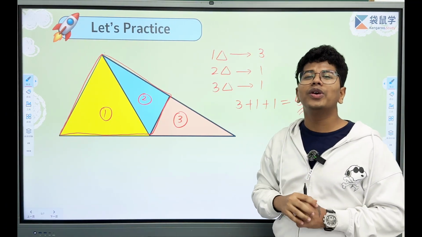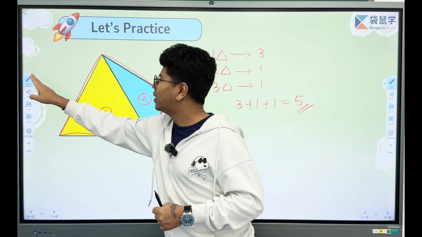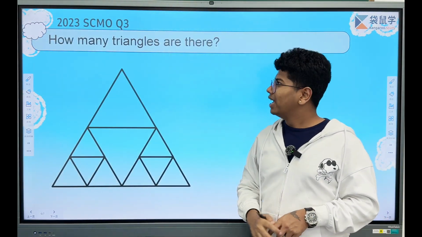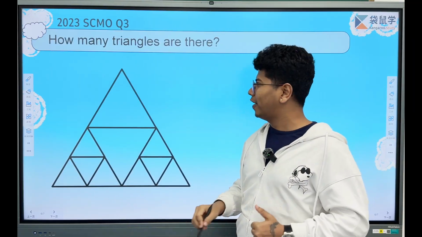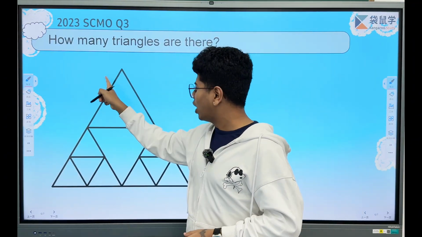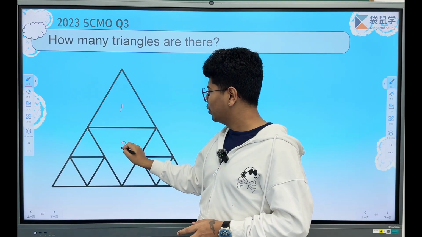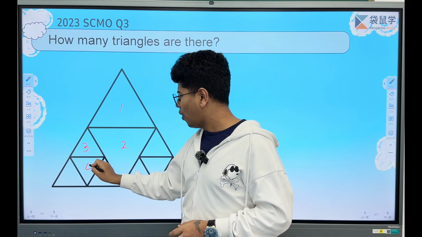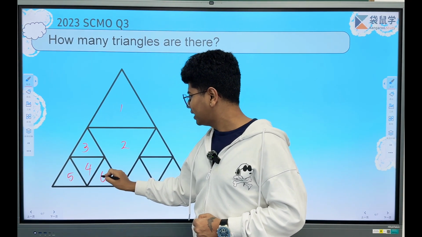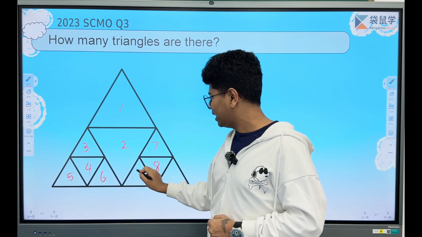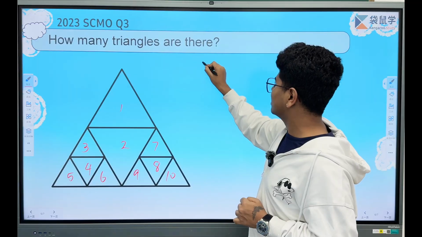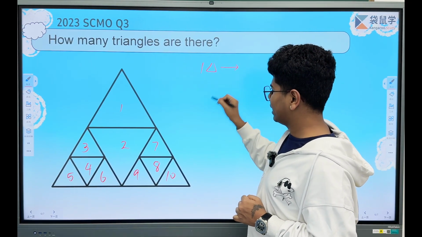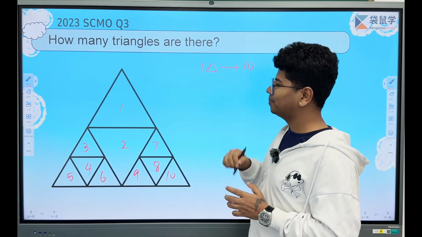Now the same thing we can apply in our question as well. Let's have a look here. Here the question is how many triangles are there? So at first, when we counted, we easily got 1, 2, 3, 4, 5, 6, 7, 8, 9 and 10. So when we counted one triangle at a time, there were 10 triangles.